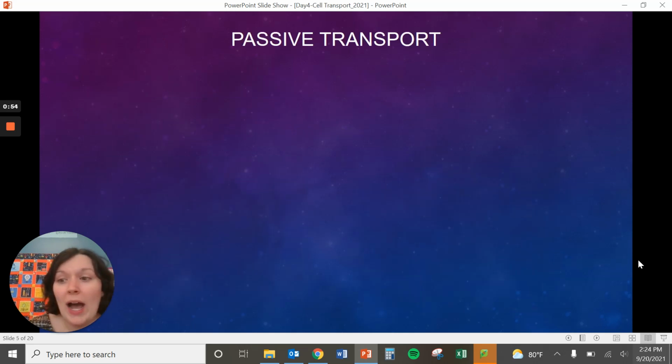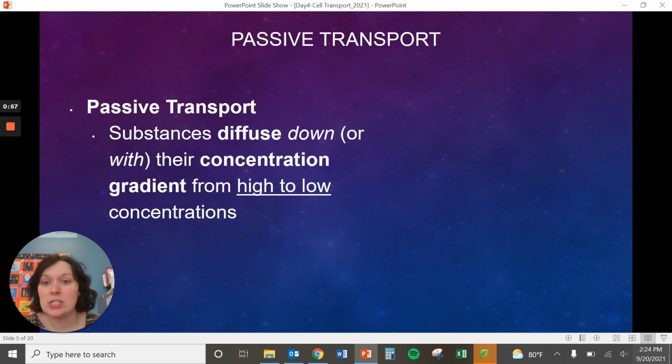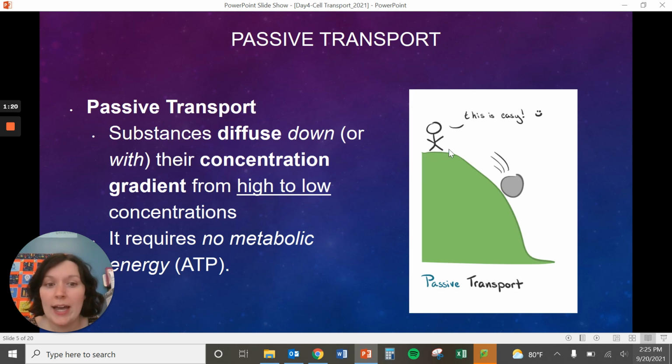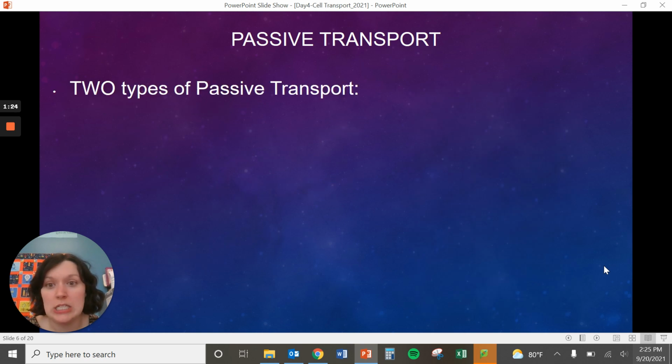Okay, and this is why we have something called passive transport. Passive transport is when substances diffuse with their concentration gradient, or down their concentration gradient, meaning it's going from high to low concentration. It's able to do so naturally because it's following that natural entropy, and it does not require any metabolic energy, so no ATP is required. Going from a high concentration to a low concentration is just like rolling a ball down a hill. It's very easy to do.